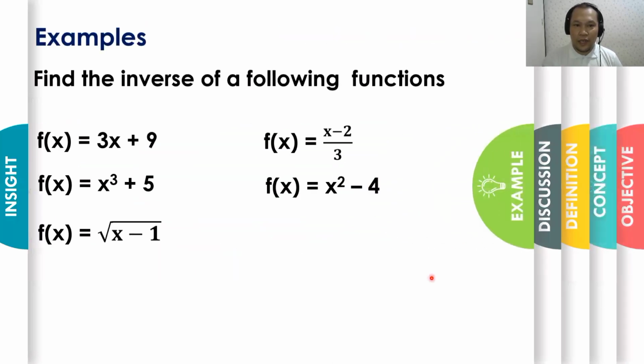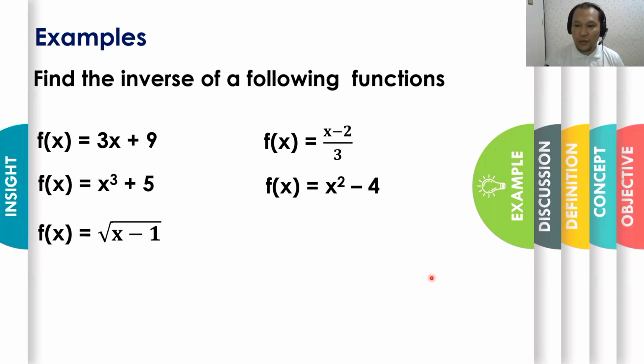Okay? Now, here are examples. Find the inverse of the following functions. We do have f of x is equal to 3x plus 9. That is our example in the previous presentation. Second, we do have f of x is equal to x cubed plus 9. This is a cubic function. Next, we do have f of x is equal to the square root of x minus 1. This is a radical function.